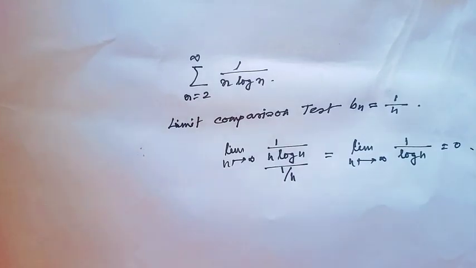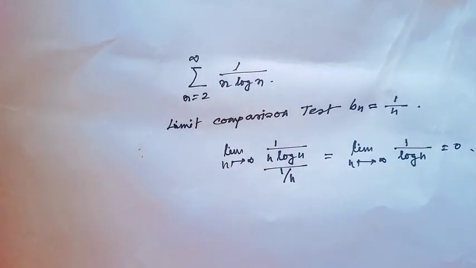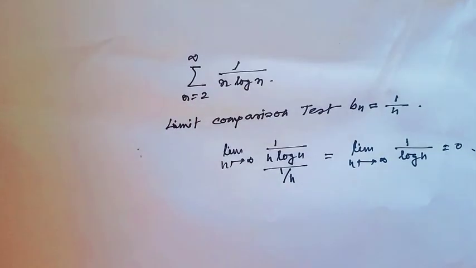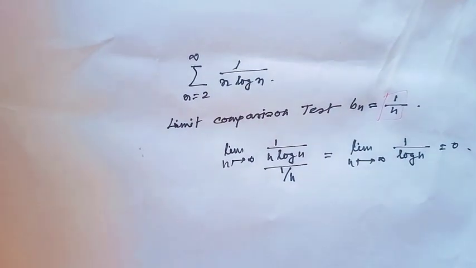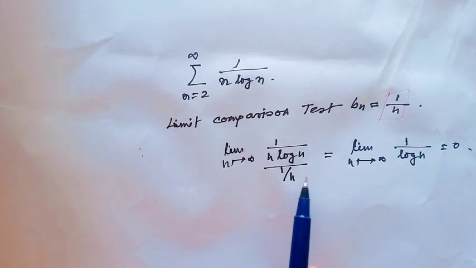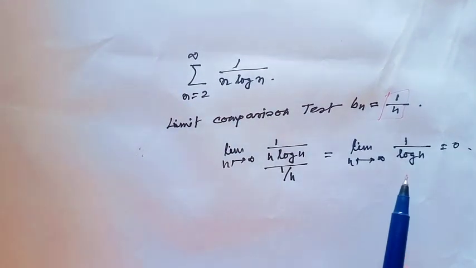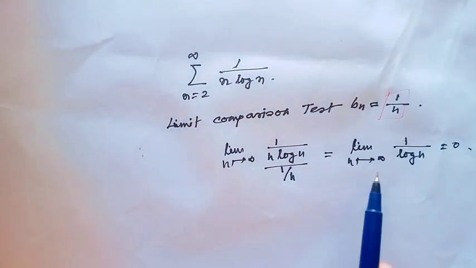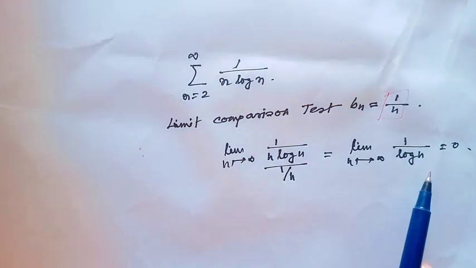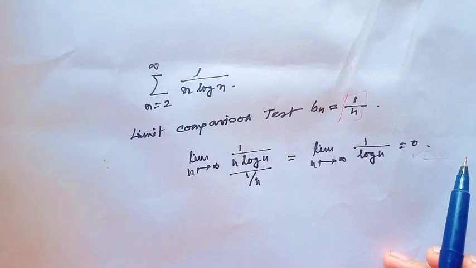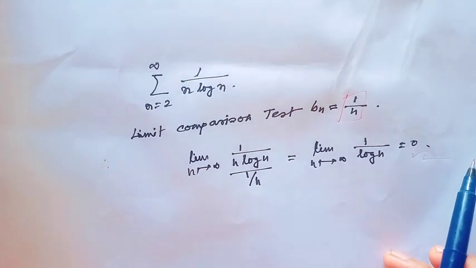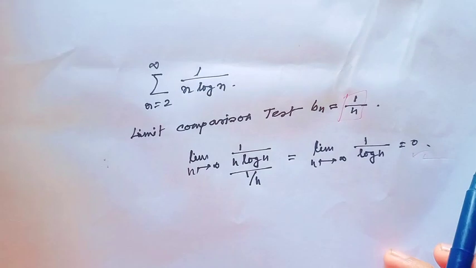Next example, the series of 1 over n log n. At first I will use the limit comparison test. For the limit comparison test, consider b_n equal to 1 over n. Then the limit as n tends to infinity of (1 over n log n) over (1 over n) equals the limit as n tends to infinity of 1 over log n, which equals 0. Since this value is 0, we cannot conclude either convergence or divergence by the limit comparison test.